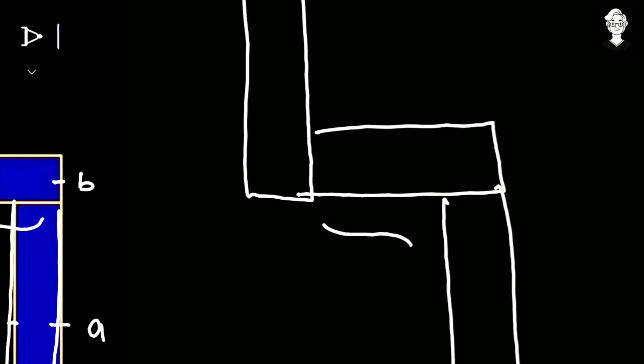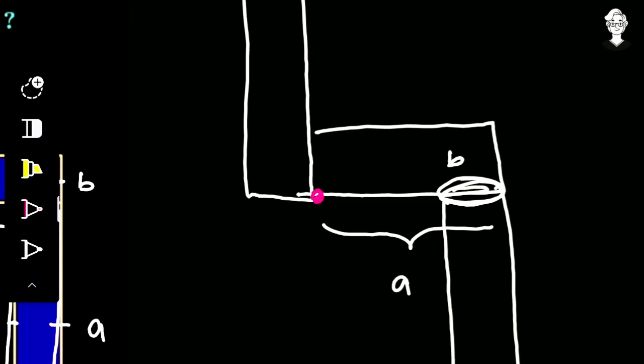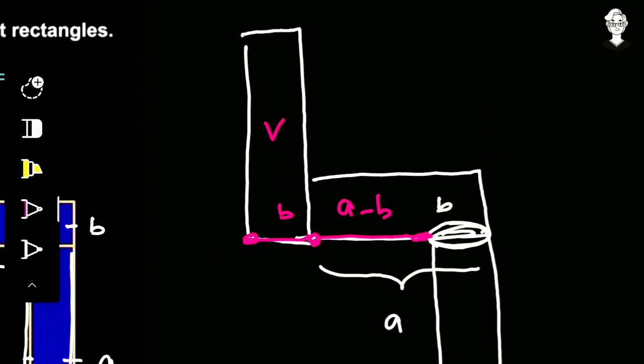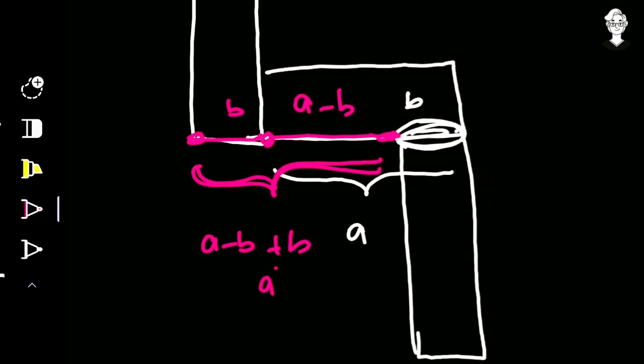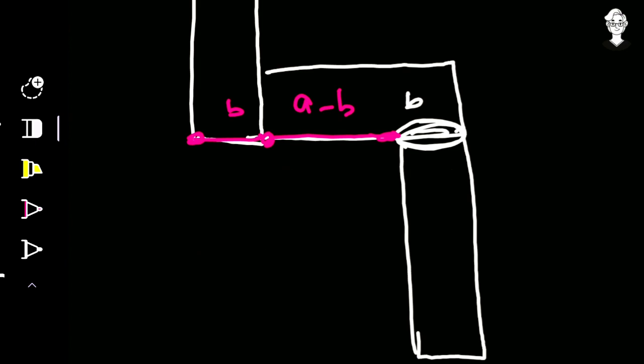Now look carefully, this complete length was a, and this much part is already equal to b. So the remaining part, from this point to this point, is nothing but a minus b. Yes, and again from here to here it's b, because it is the breadth of this rectangle. So what can you say about this length, from this point to this point? It's going to be a minus b plus b, and it ultimately gives me a. So from here we have concluded that the length from here to here is going to be a.